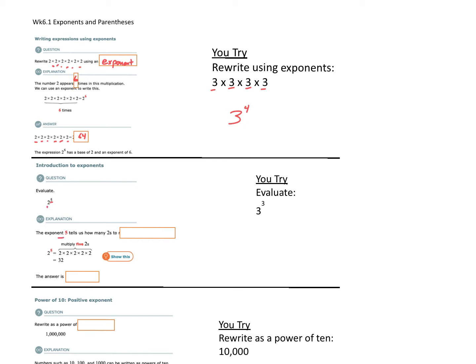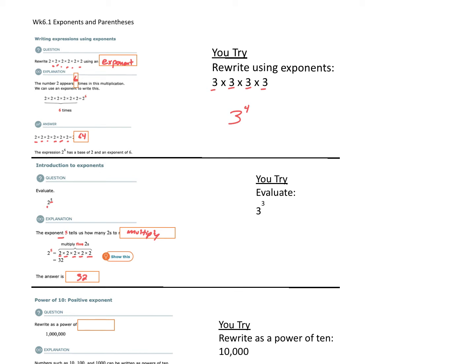All right, so now with exponents, now we're going to evaluate 2 to the power of 5. The exponent 5 tells us how many 2's to multiply. So 2 to the power of 5 is 2 times 2 is 4. 4 times 2 is 8. 8 times 2 is 16. 16 times 2 is 32. If you play the game 2048, you'll notice these tiles.